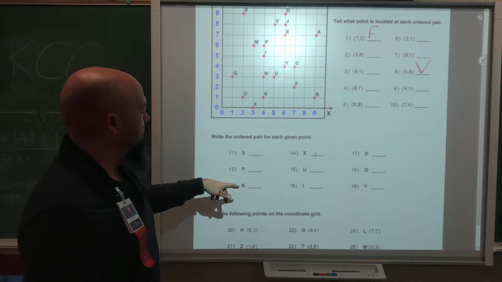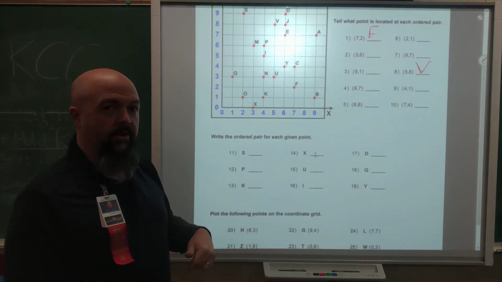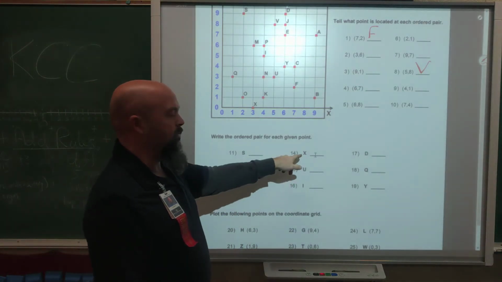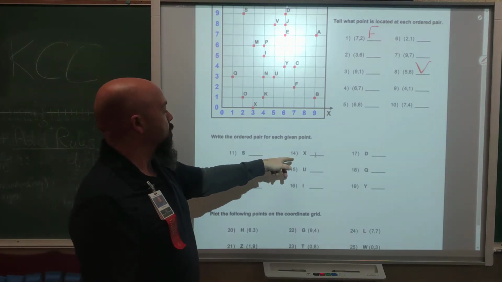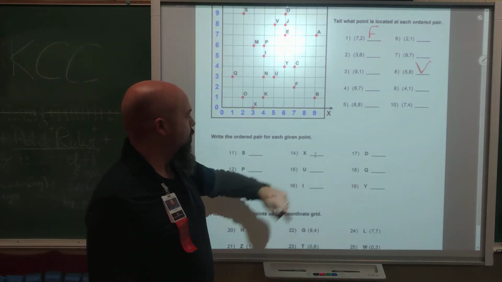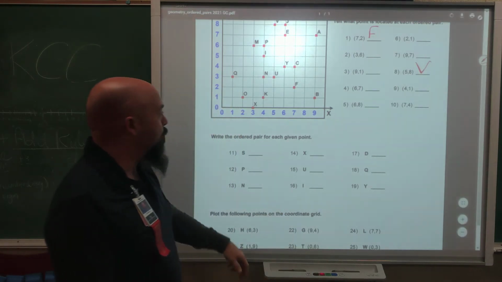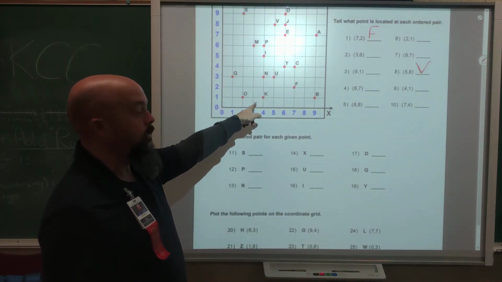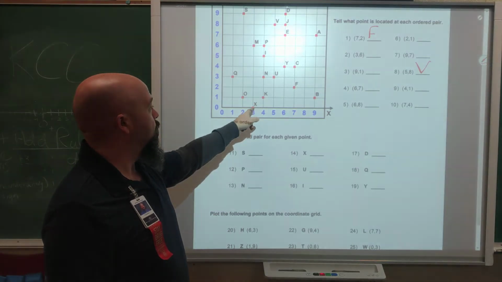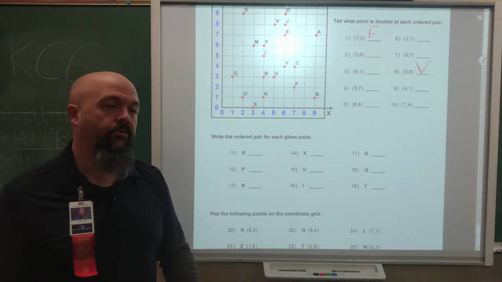Second section. This time we're going to put the ordered pair down for each of these points. Let's move into X. So number 14 here, X. Where is X? Well, first let me get this cursor out of the way. Now, X. Oh, found it. Got X right there.